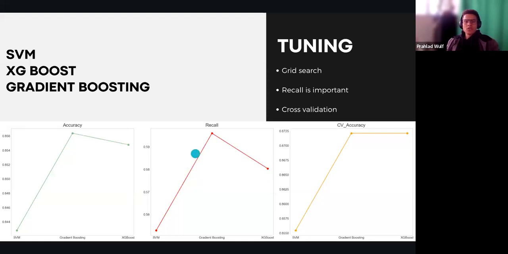So recall was important. Cross-validation was also used to ensure that the models were consistent and not overfitting. As you can see in these 3 graphs, gradient boosting was obviously the best choice, in recall accuracy and cross-validation accuracy. So gradient boosting was chosen.